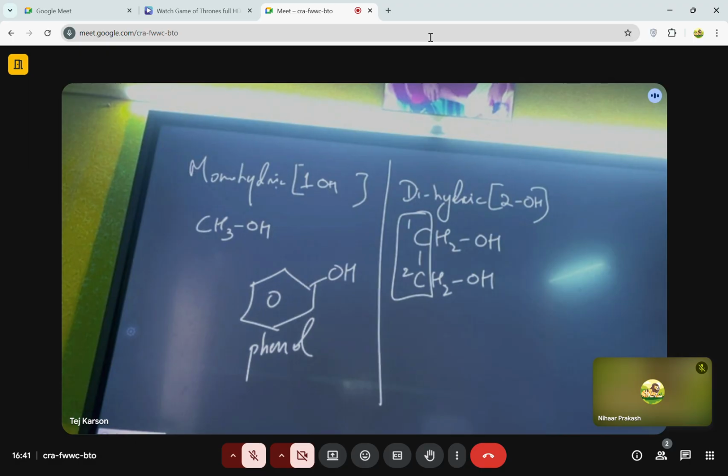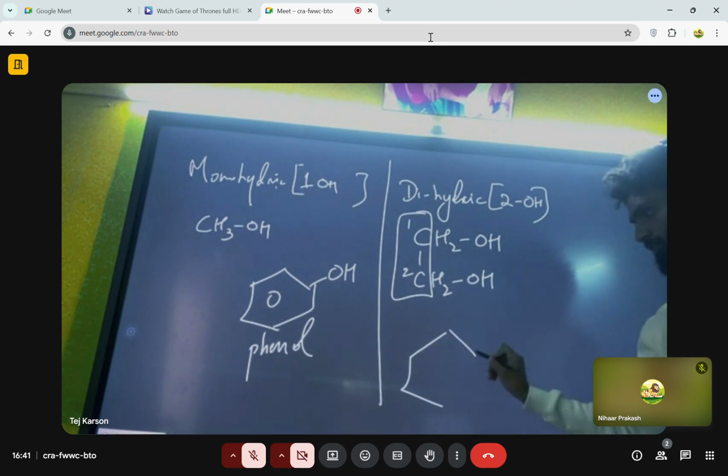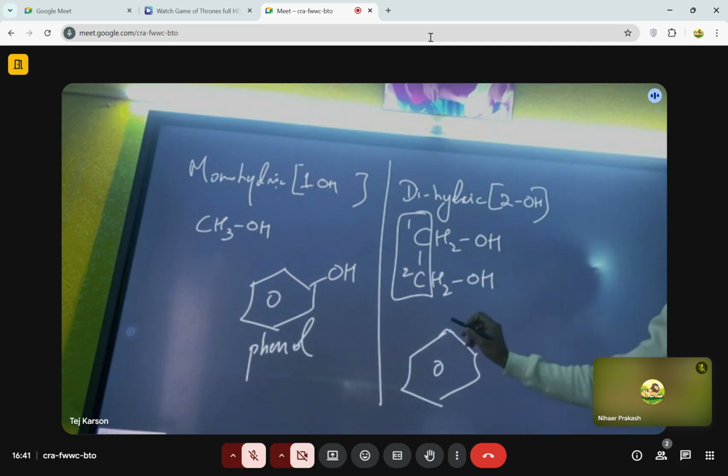Okay, done. Similar example for a phenol group. Obviously, it won't be called a phenol group. 1,2 ethane diol or ethylene diol. We'll get things like this, but they won't ask you to write the IUPAC name. For the second one, IUPAC name is not required.